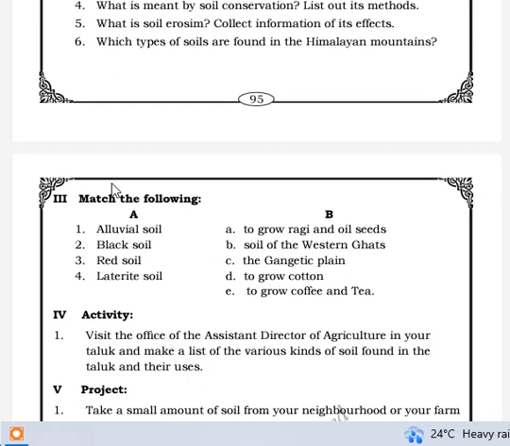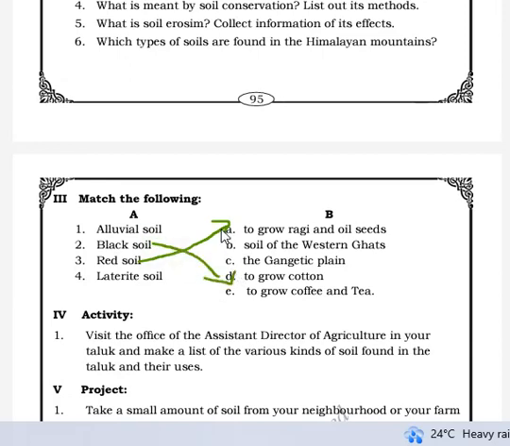Let's come to the match the following question from this chapter. So alluvial soil, you will match with which part of the option given over there? Can we match alluvial soil with growing ragi and oil seeds? No. To grow ragi and oil seeds, which soil is used? To grow ragi and oil seeds, red soil is used. So this is for option A. Soil of Western Ghats. So which soil is found in the Western Ghats? Alluvial soil, black soil, laterite soil? No, nothing. To grow cotton, which soil is used? To grow cotton, we use the black soil. So this is for black soil.